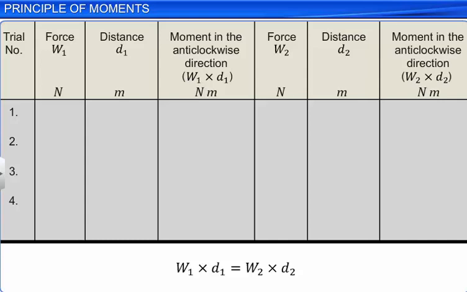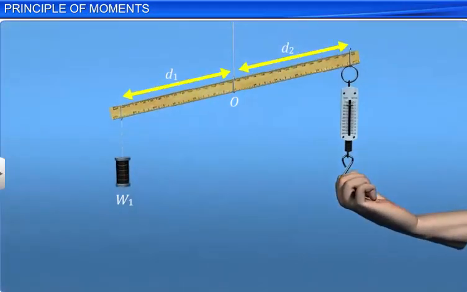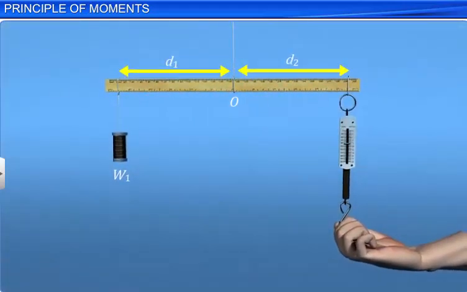The experiment can be also conducted by hanging a weight W1 on one side of O at distance D1 from O, and a spring balance on the other side at some position on the scale. Let the distance of the spring balance in this position be D2. The spring balance is pulled until the scale is horizontal. Note the reading of the spring balance when the scale is horizontal.